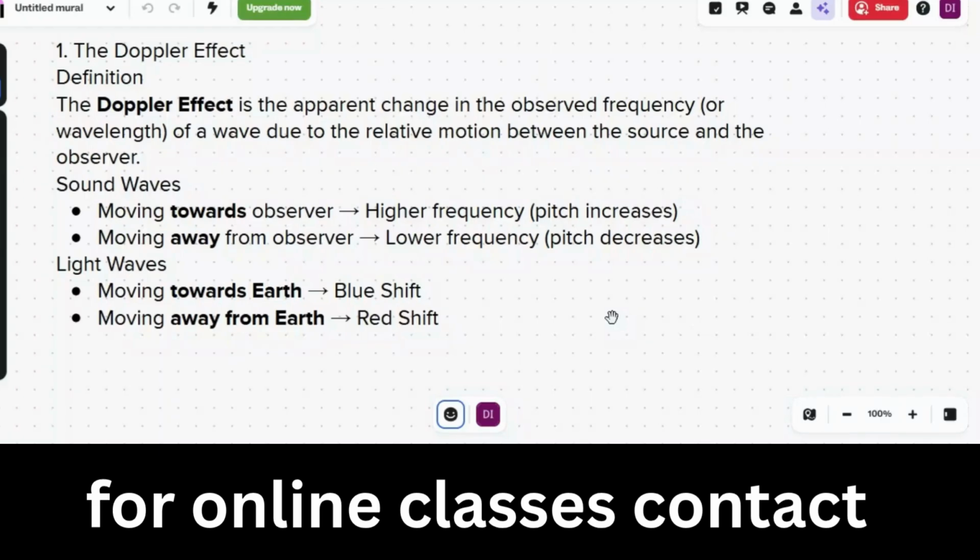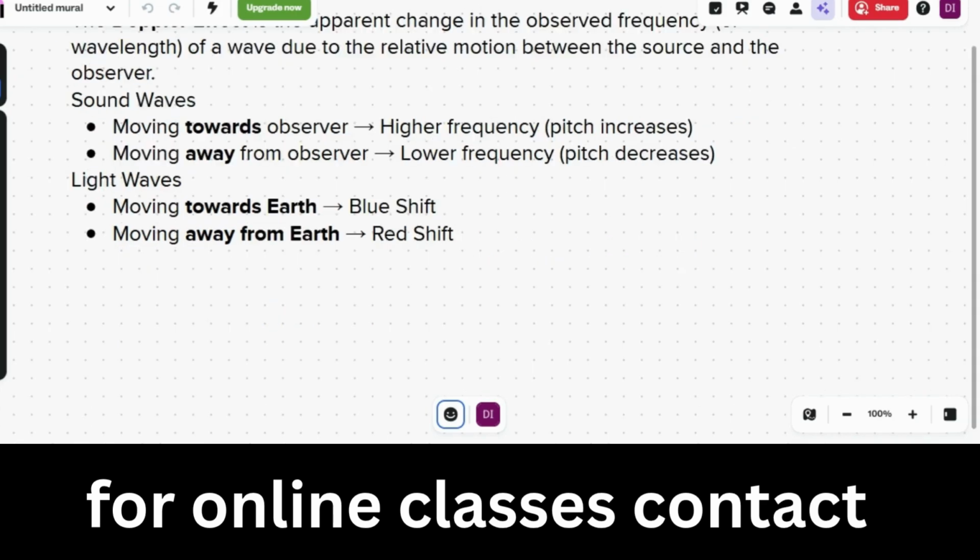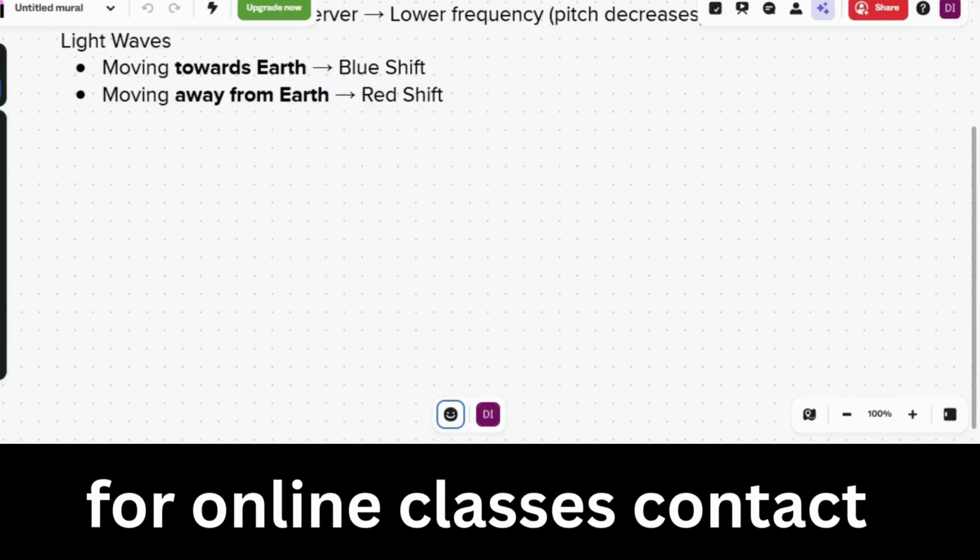The Doppler effect. The definition of the Doppler effect is the apparent change in the observed frequency or wavelength of a wave due to the relative motion between the source and observer. Sound waves moving towards the observer have higher frequency, so pitch increases, and away from the observer lower frequency, so pitch decreases. For light waves, if the light is moving towards the Earth, that is a blue shift, and if it is moving away from the Earth, then it's a red shift.